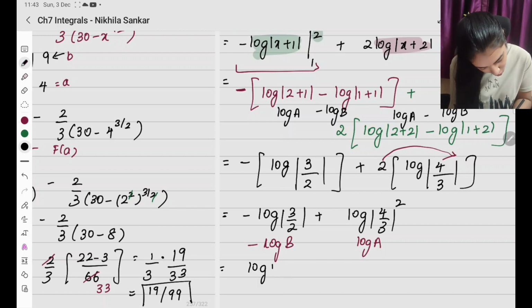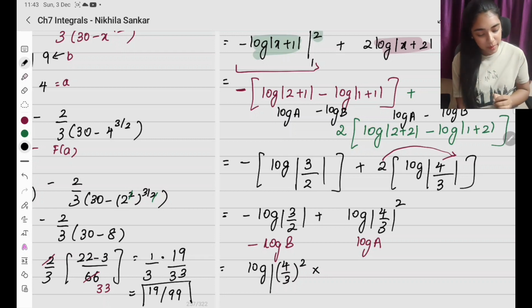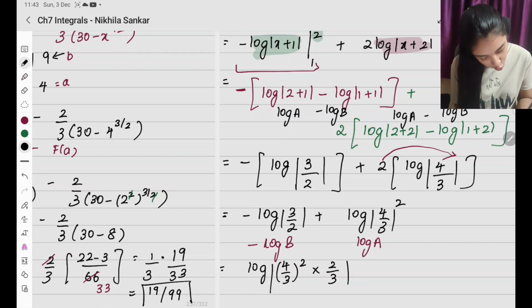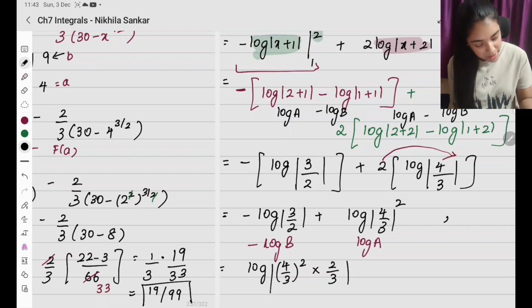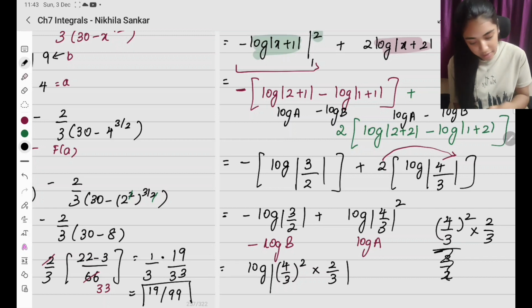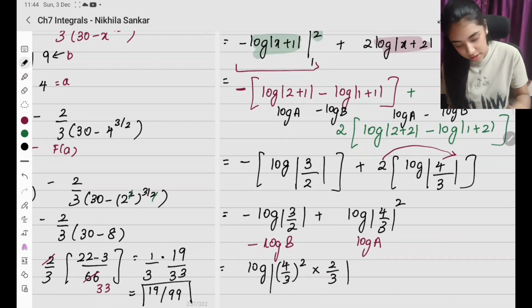So I have log of a, which is 4 by 3 the whole square, divided by, I'll write it here, divided by the reciprocal, we can take. So divided by 3 by 2 is going to be times 2 by 3. Understood? So I basically have 4 by 3 the whole square divided by 3 by 2. What happens to dividing by 3 by 2? Taking the reciprocal, from here it goes to 2 divided by 3. So this is what I've written inside. Okay? Understood? I've written the direct steps.